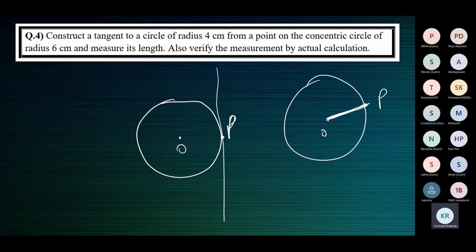This is if P lies on the circle. If P lies on the circle, then you know the center O. Take the point P and join OP. That will be the radius. And here construct 90 degrees. How? The same arc method.